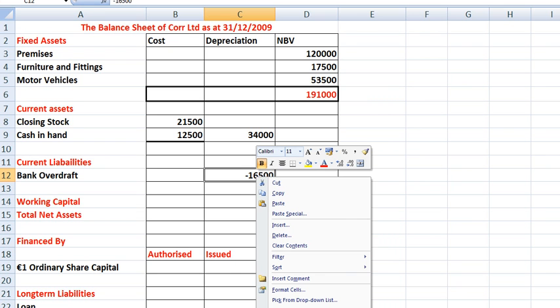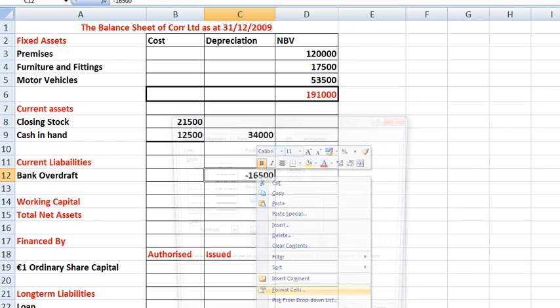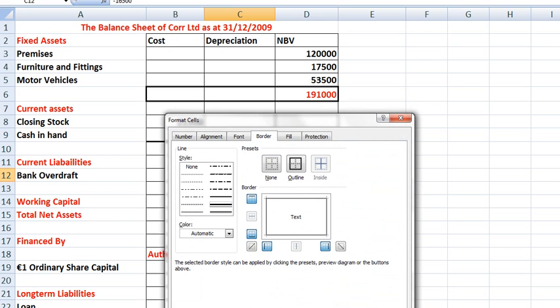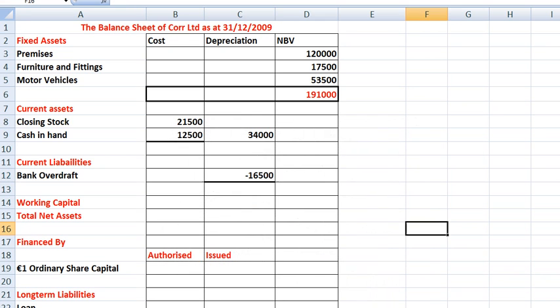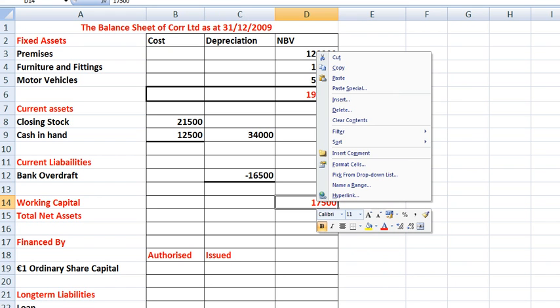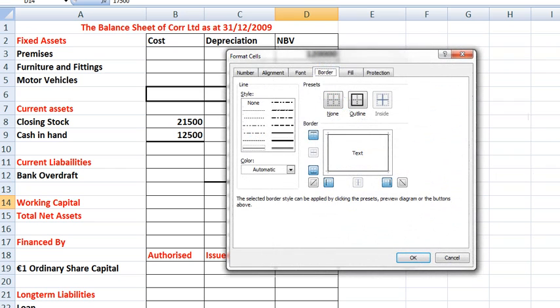So what you do then is you take the current liabilities from the current assets to get the figure for working capital, which in this question is 17,500. And I'm just going to change that to red. Working capital is the money available for the day-to-day running of the company. The difference between what it owns in the short term versus what it owes in the short term. And that gives you how much money it has to run the company from day to day.